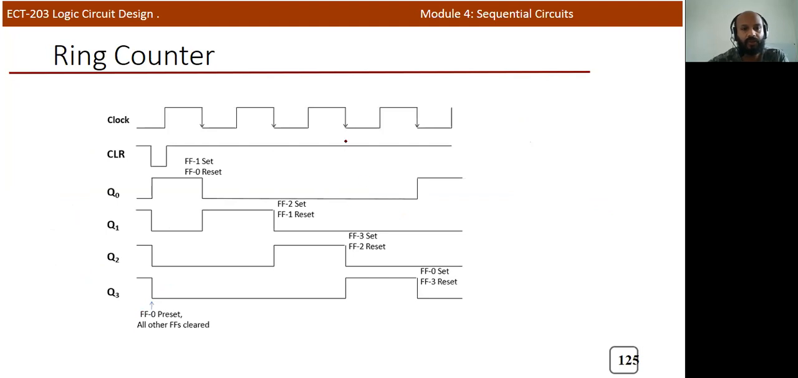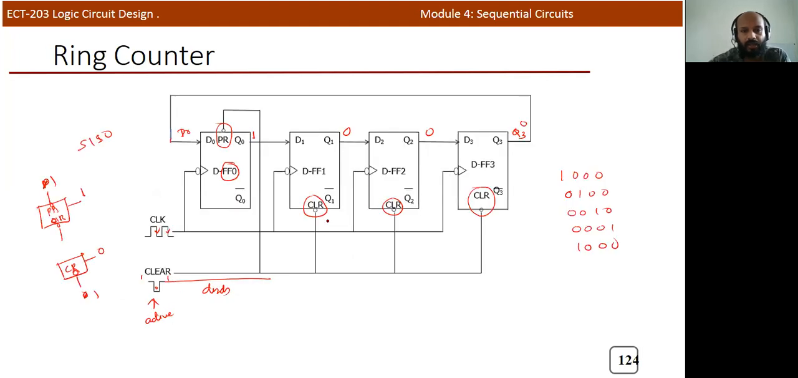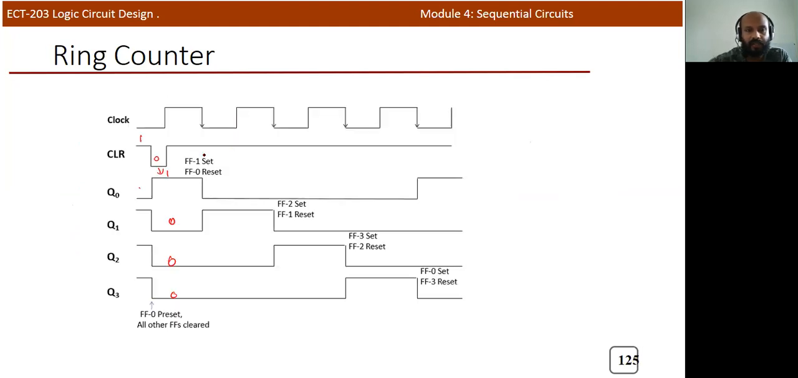Now we can see the waveform also. This is an active low signal from the previous diagram. Here you can see the clear signal. Initially it is 1, and suddenly it becomes 0 before applying the clock signal. Initially all flip flop values are 0, 1, 1, 1. We know that the first flip flop is connected to the preset. So after applying the low signal, the Q0 output is equal to 1 and all other values become 0, because flip flops 1, 2, 3 are connected to the clear signal and flip flop 0 is connected to the preset.